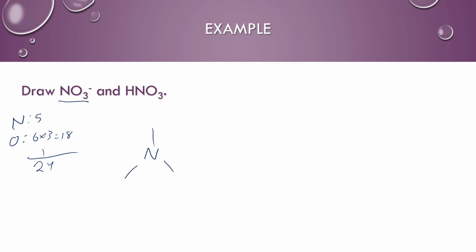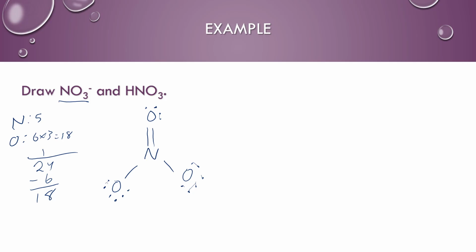Nitrogen goes in the center because it's the least electronegative. Oxygens go around the outside. So I just used up 6 electrons to make those 3 bonds. And then I need to fill in the octets of the outermost atoms first. But nitrogen cannot have a partial octet. Right now it only has 6 electrons around it. It needs 8. So I need to make one of the lone pairs into a double bond.